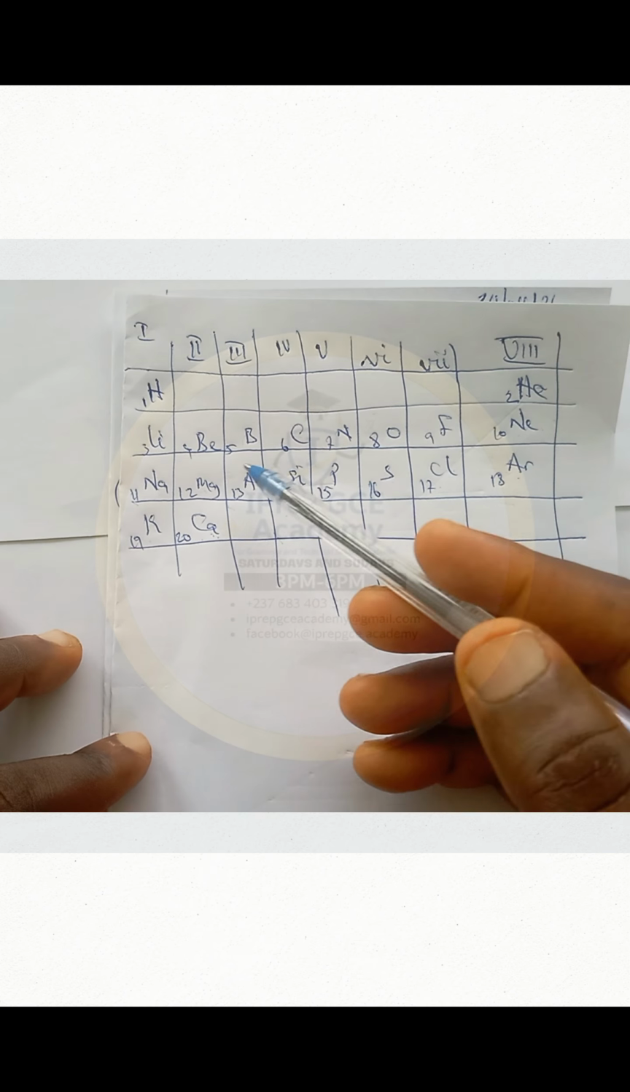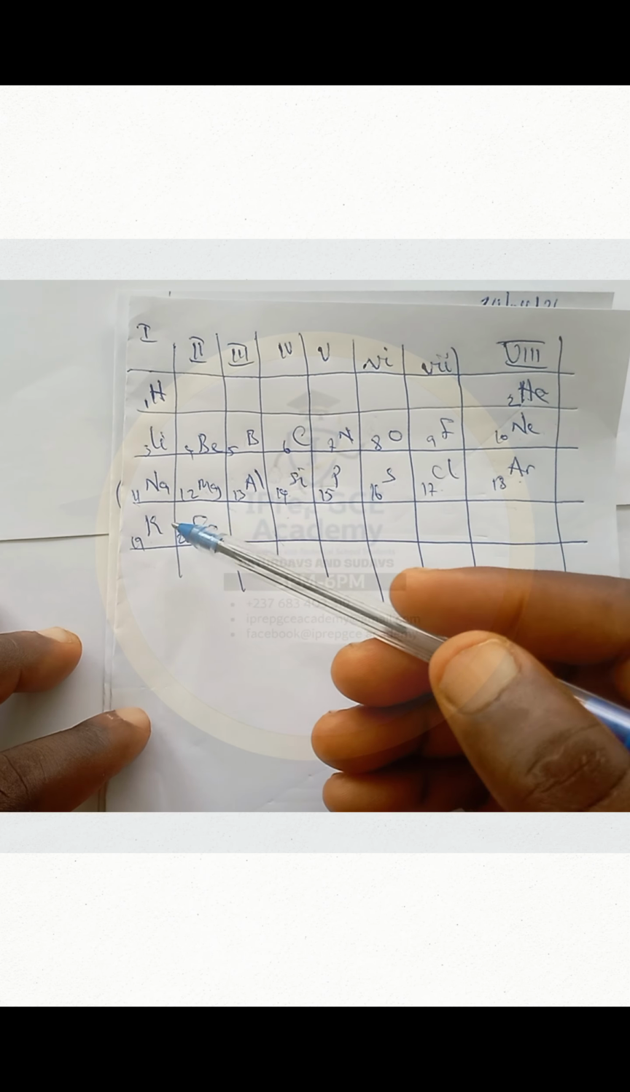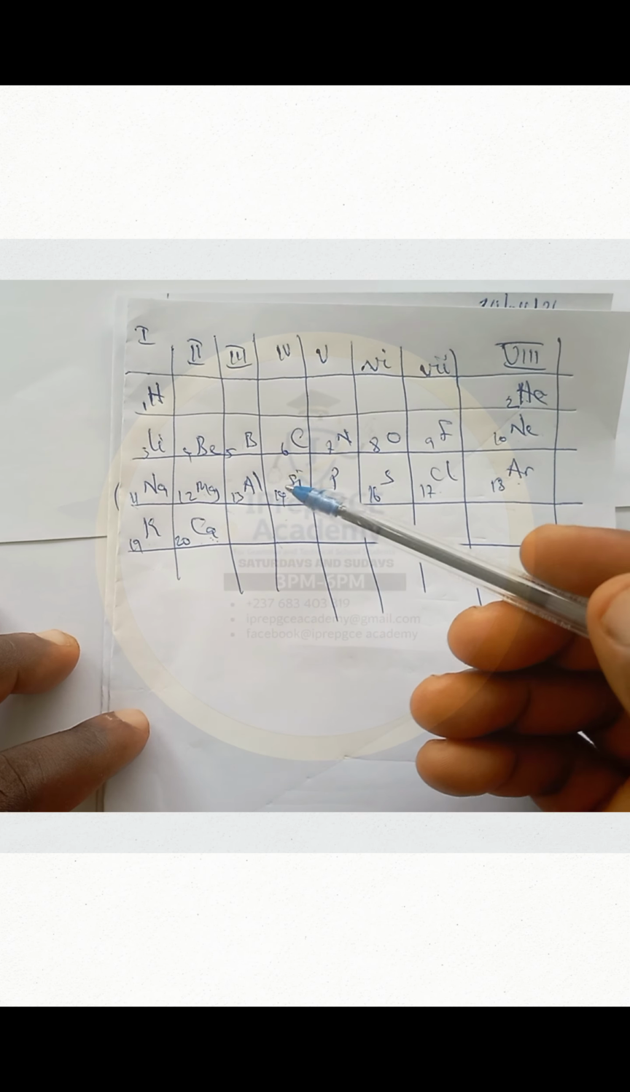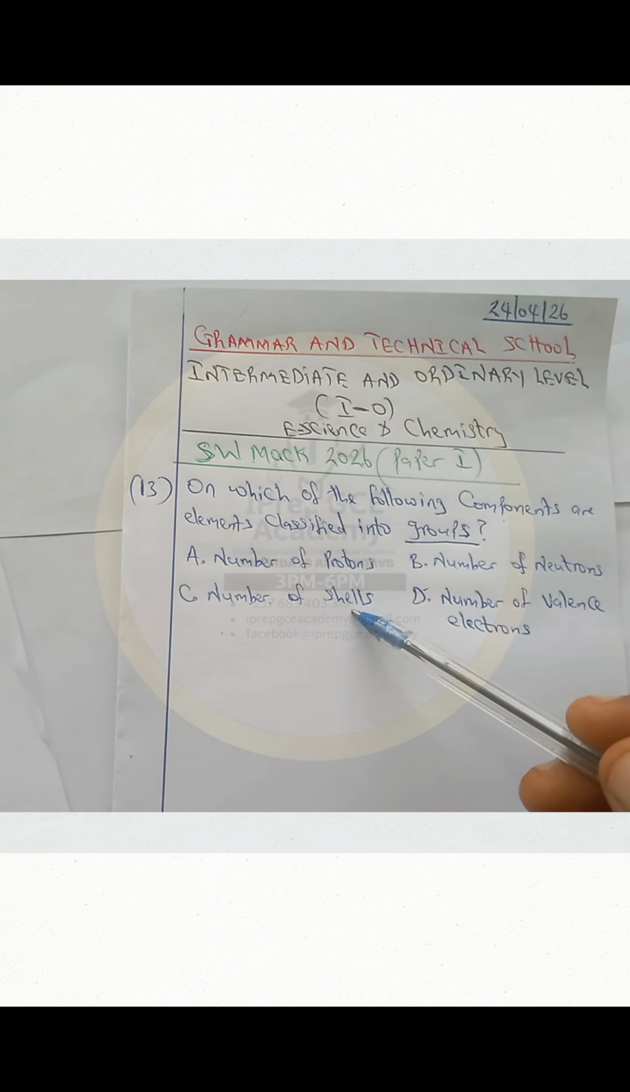Neutrons are really not part of chemical reactions. This table has elements that are arranged based on the way they behave in chemical reactions. And in chemical reactions, we talk about electrons, not neutrons. So neutrons don't really influence chemical reactions on this basic level. Now, the next option which they give is number of shells.